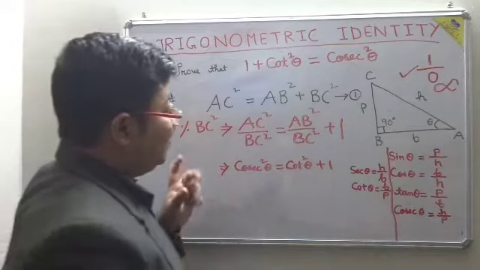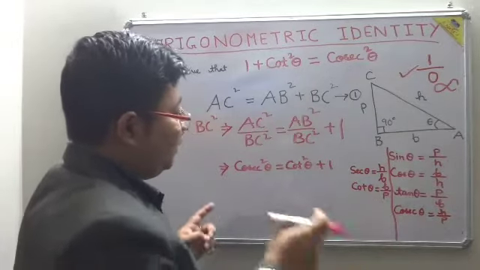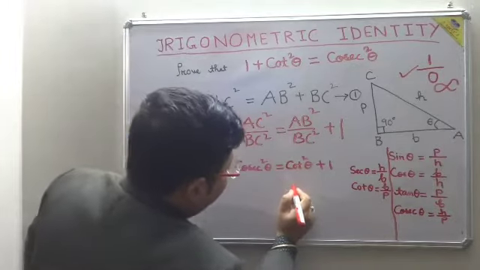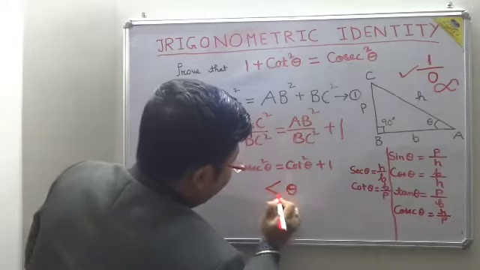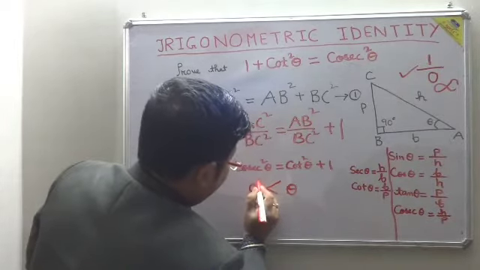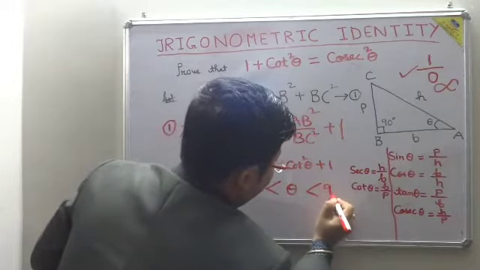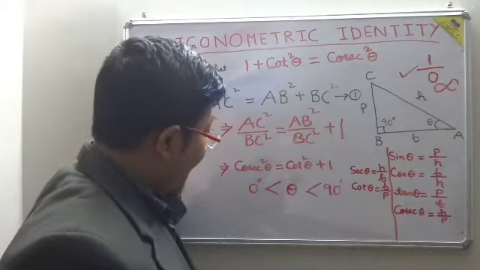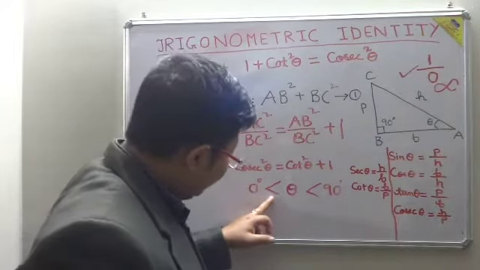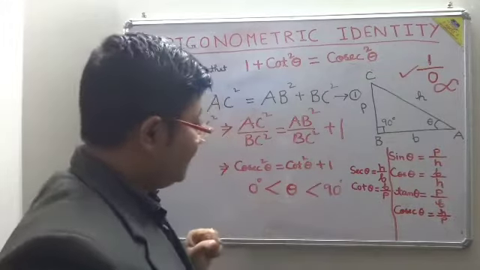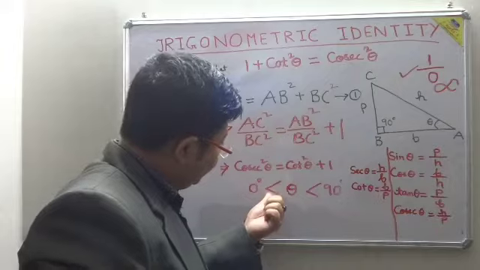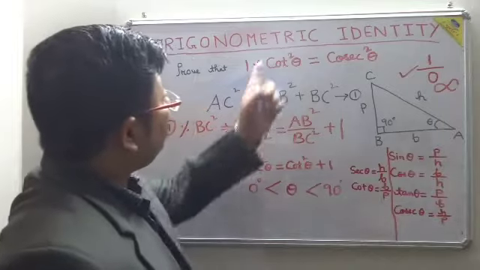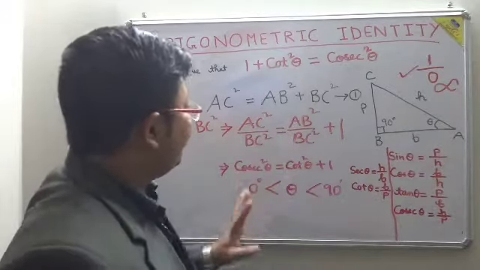You have to see whether theta lies between 0 and 90 degree, or whether it is equal to 0 degree or equal to 90 degree. That you have to check. It lies between 0 and 90 degree. In the first case, for sine and cos, we have seen that 0 was defined, and here also. In the tan case we have seen at 0 it is defined, but at 90 it was not defined. Now let us check whether cot 0 is defined and cosec 0 is defined or not.